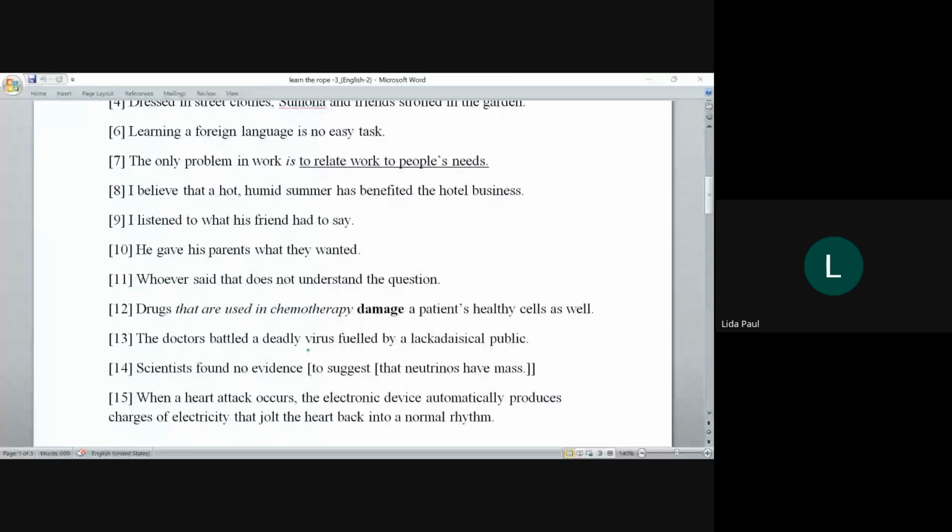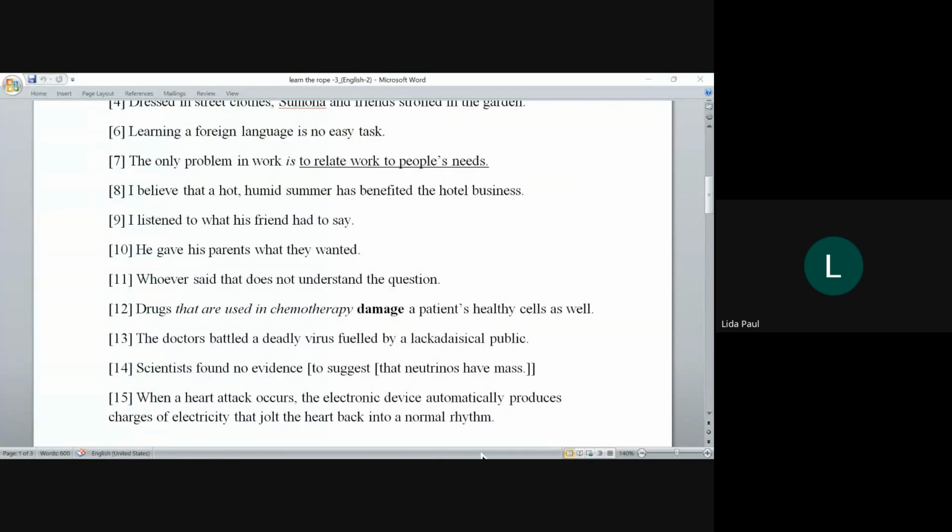Does not understand is your verb here, right? With understand being the main verb. The question is your object, okay? Whoever said that does not understand what? Whoever said that does not understand the question. So the question is your object, okay? Does not understand is your verb. Whoever said that, this part, right?